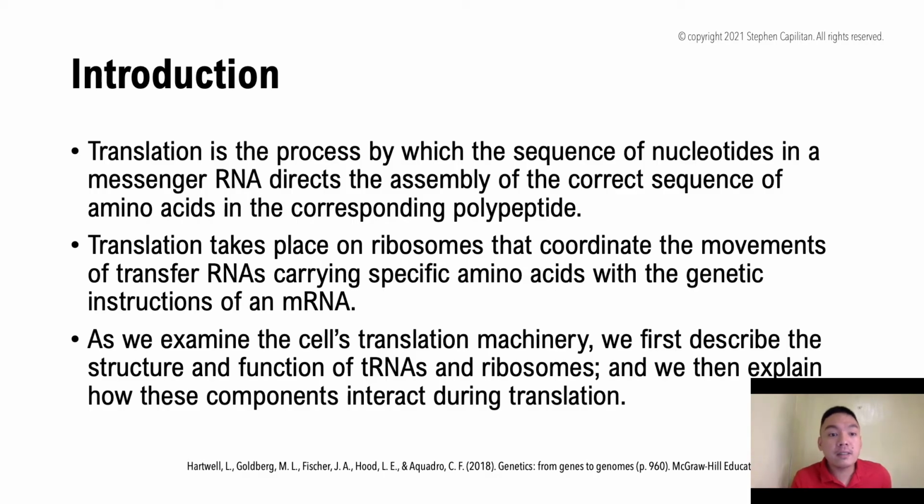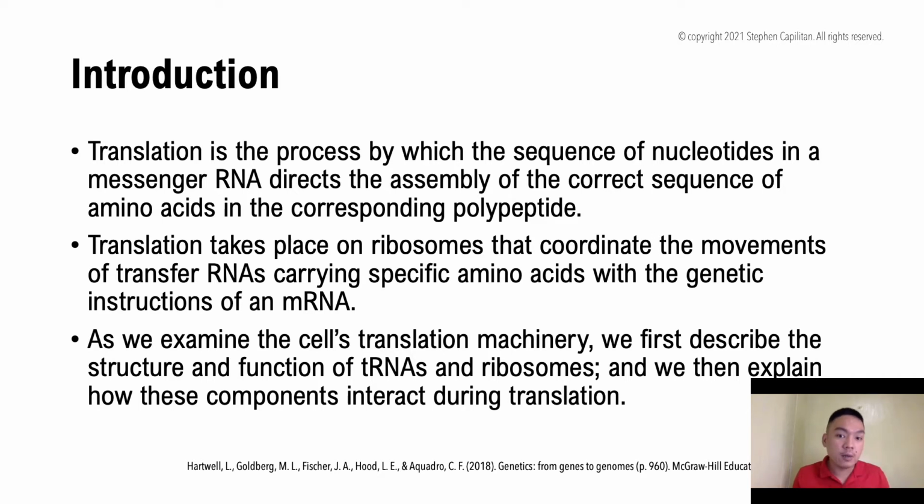Now let's talk about the translation process. It is a process by which the sequence of nucleotides in your mRNA directs the assembly of the correct sequence of amino acids in your corresponding polypeptide. As you learned in the genetic code lesson, the genetic code is non-overlapping, and it is degenerate.